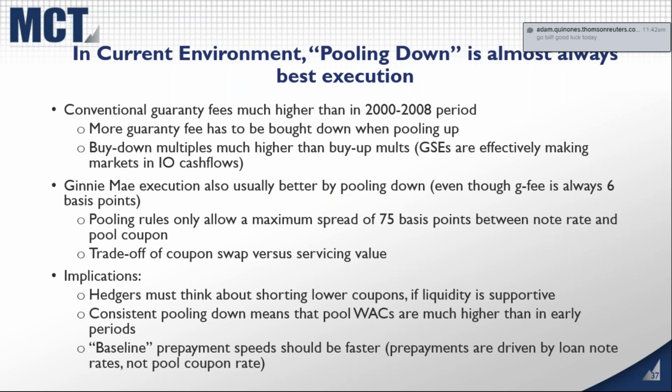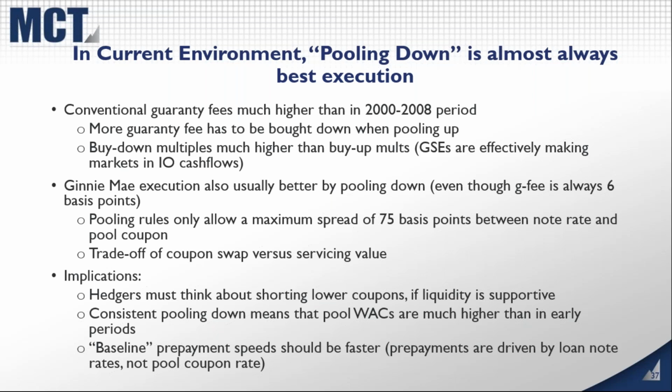So basically, guarantee fees are the thing to keep in mind. Guarantee fees are much higher now than in the 2000 to 2008 period because of the perceived risk of the sector, as well as the fact that there's a 10 basis point, essentially a tax, that's put through as part of the guarantee fees. The higher the G fees are, the more of the guarantee fees have to be bought down when pooling up. And since the buy-down multiples are much higher than the buy-up multiples, that has pushed execution almost always into the lower coupons.